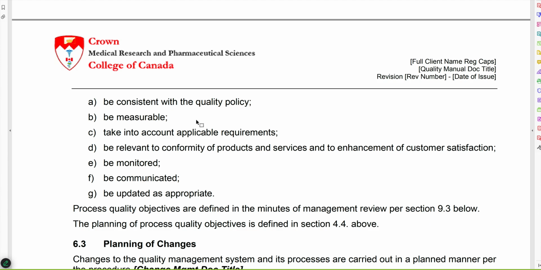Whatever we are looking at, the performance must be measurable. Now we also have to take into account applicable requirements. Those procedures must be relevant to conformity of products and services and to enhancement of customer satisfaction. And obviously, I'm going to invite you to read the remaining of these points. They are all points that must be reflected in this paragraph or section.